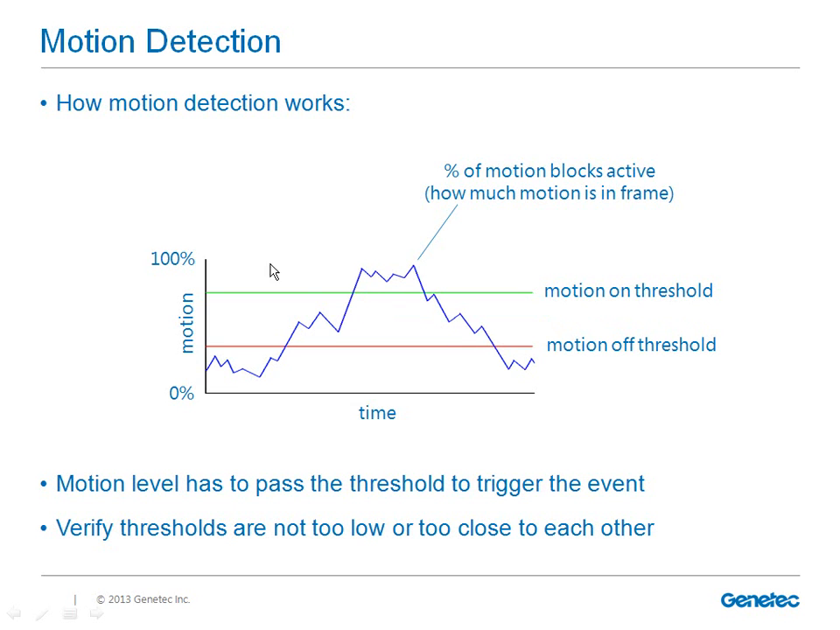Now, if you're seeing a level of motion that's constantly above the motion on threshold, you're never going to get an event, and you're never going to know that there's motion.